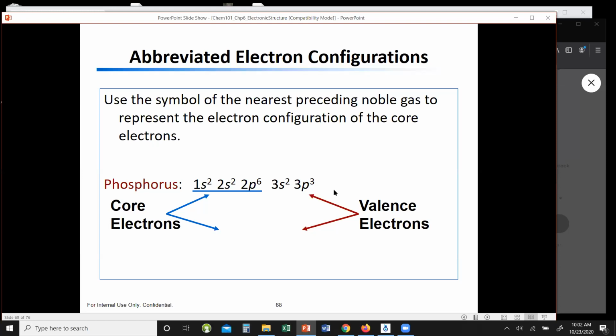Which ones are the core and valence electrons? The outermost electrons, right? Level 1, level 2, or level 3? Oh, level 3. How many electrons do I have at level 3? 5.